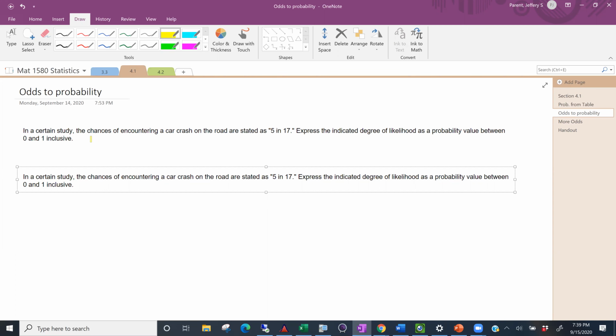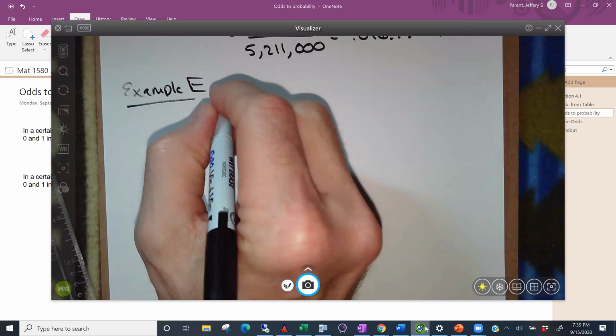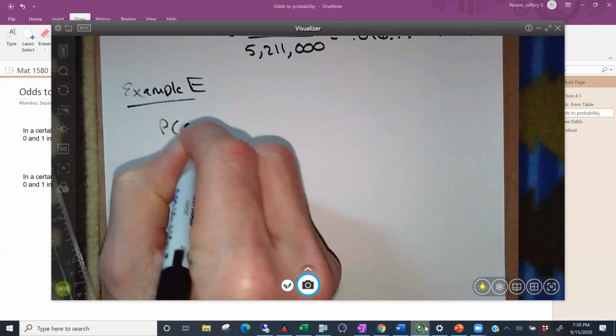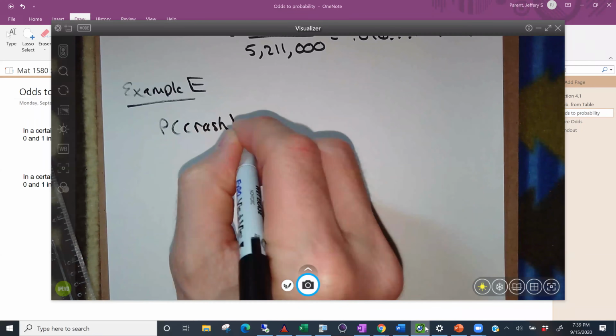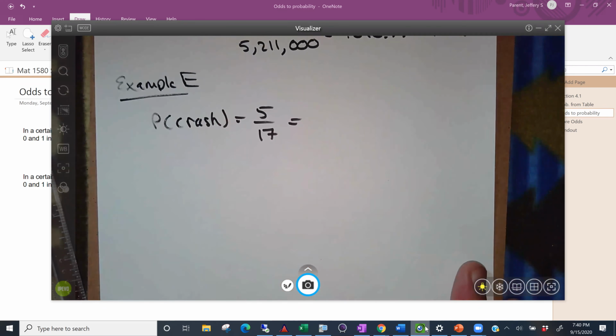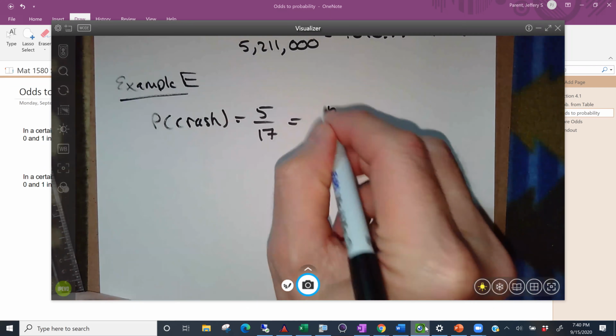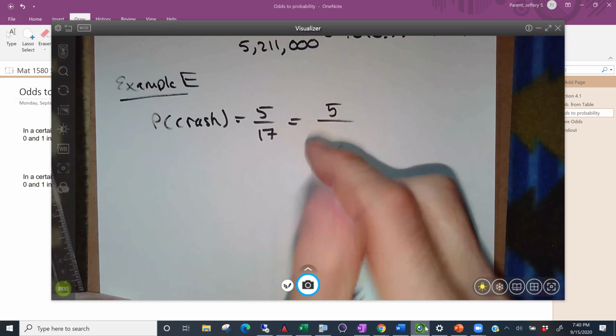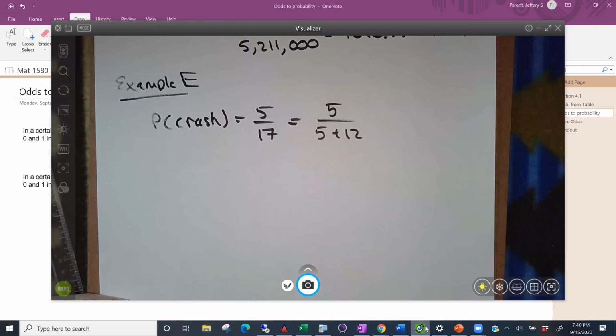So starting out with the probability, the chances of encountering a car crash are 5 in 17. So I'll call this example, yeah, by now we're probably on example E or something like that. Call it example E. 5 in 17 is your probability of a crash. Well, let's understand that probability a little bit more. Of these 17, 5 of them are crashes and 12 of them are not.